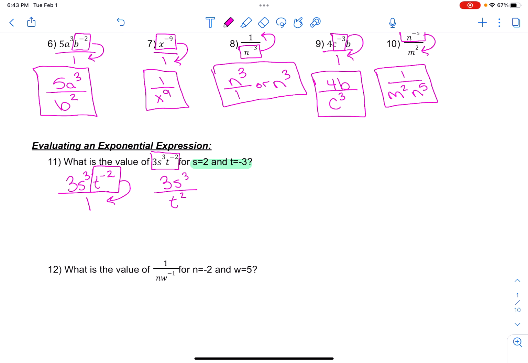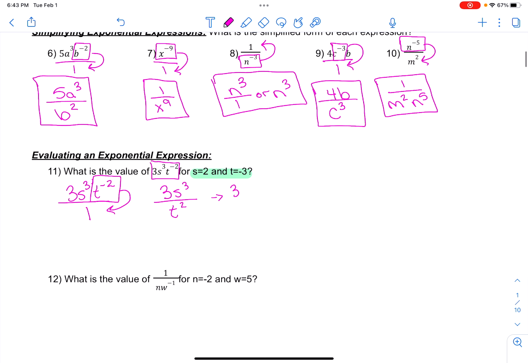So now we have all positive exponents, and now we can work with this information that they gave us. They told us s is 2 and t is negative 3. So we have 3 times 2 to the third over negative 3 squared. And now we need to simplify. Remember, with PEMDAS, we do parentheses. We don't really have any parentheses to work with. And then exponents. So we need to do 2 to the third power first.